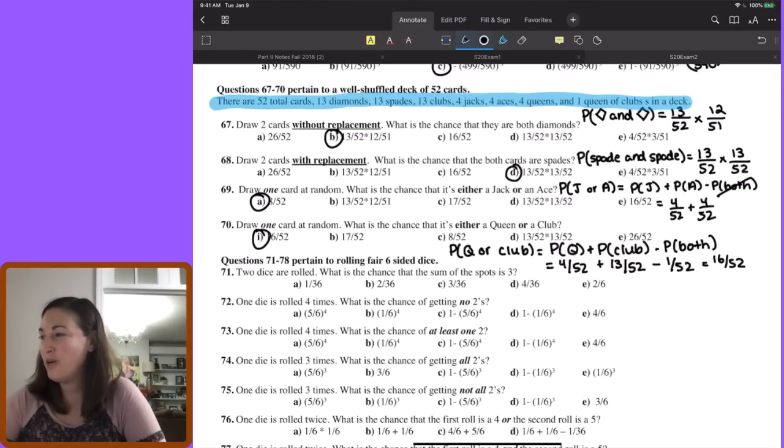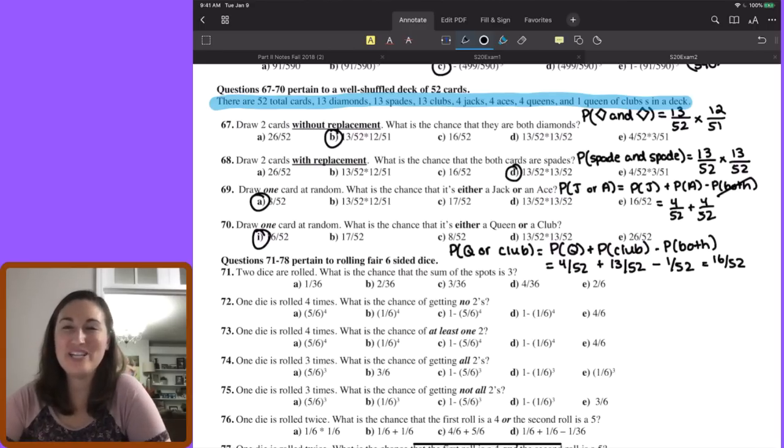Somebody asked, for question 69, it's because they are mutually exclusive, right? That is exactly right. Yes, great. They cannot happen at the same time.